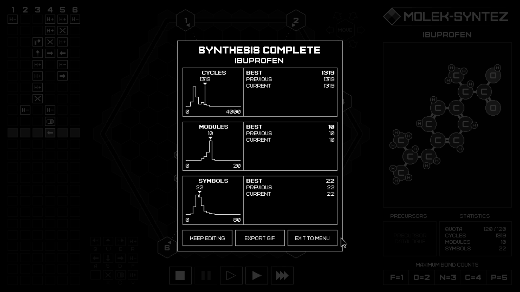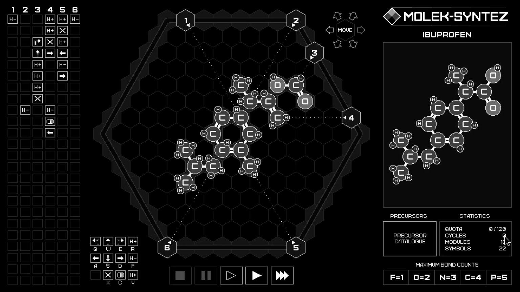So we really only needed roughly 1,319 cycles to produce this chemical, and we only used 10 modules and 22 symbols. Compared to the actual ibuprofen structure, we only had a difference of really 4 atoms. So that's really it when it comes to ibuprofen. And in the next video, we will be discussing paracetamol.